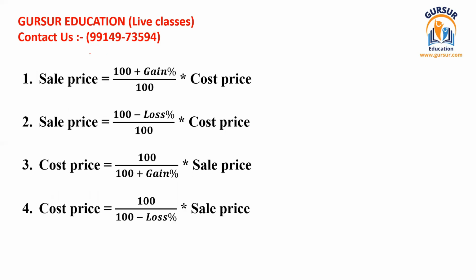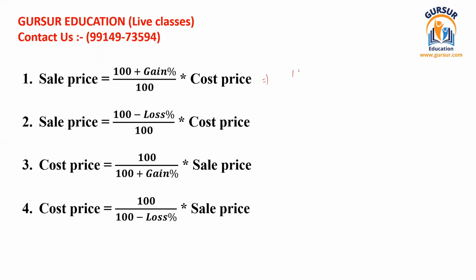Now this is the next one. Suppose gain has been given to you, cost price has been given to you, and you are asked to find the sale price. How to find that? The formula is very simple. Suppose you have earned 15% gain, and the original cost of the article was 100. Then how would you find sale price?